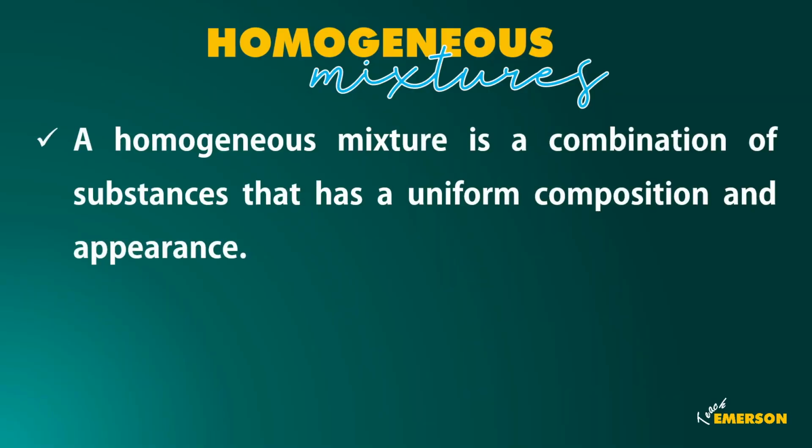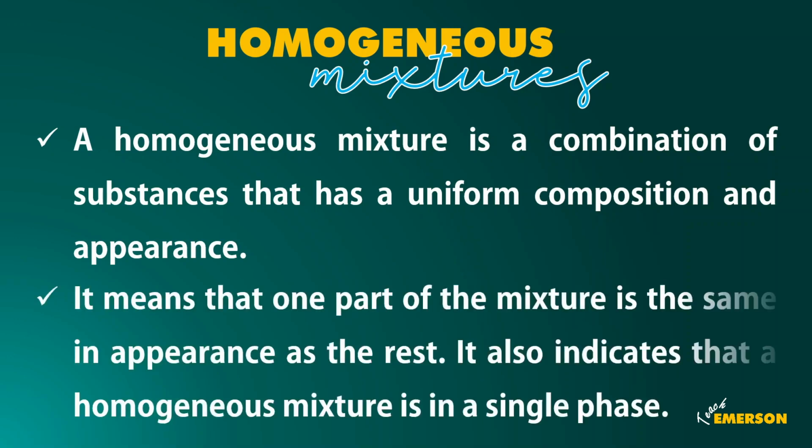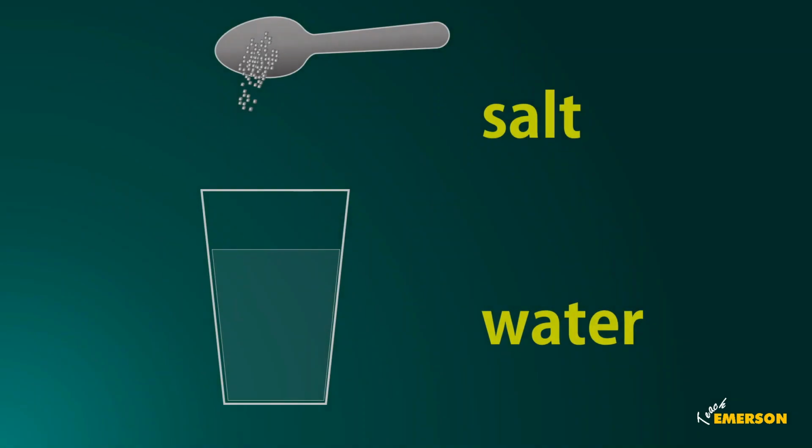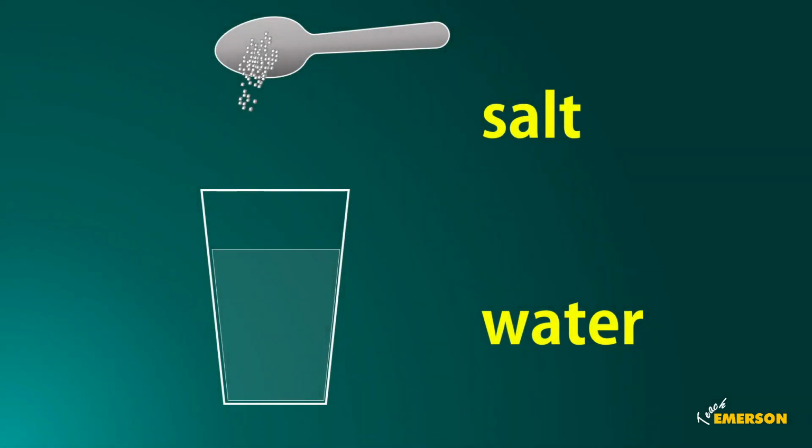A homogeneous mixture is a combination of substances that has a uniform composition and appearance. It means that one part of the mixture is the same in appearance as the rest. It also indicates that a homogeneous mixture is in a single phase. A good example of a homogeneous mixture is water and salt.